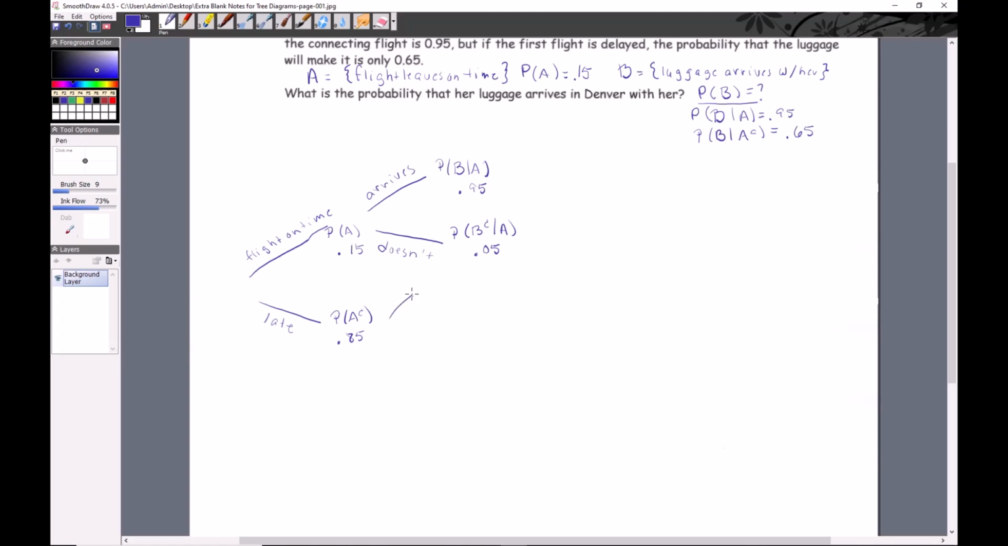So let's branch off here. This will be arrives. And this branch will be doesn't. All right, and so the probability of it being late is A complement. See the A complement, we're on that branch. Probability that arrives given that the flight was late, that is up here. That's the probability of B given A complement.